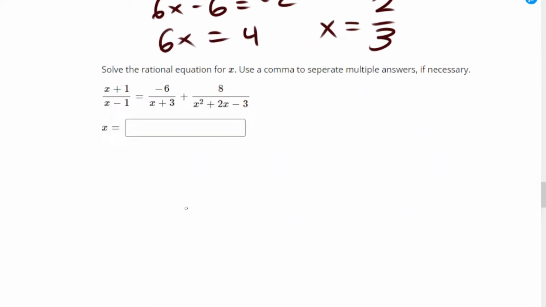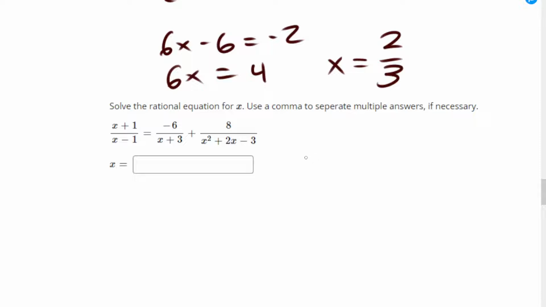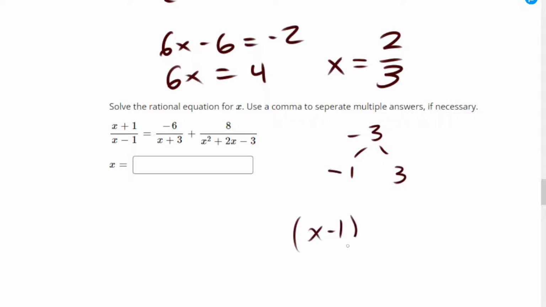Solve the rational equation for x. Use a comma to separate multiple answers if necessary. Awesome. So let's factor this first, and I'm almost 100% sure that it will be x plus 3, x minus 1, but let's check. So negative 3, 1, and 3, we want it to add up to positive 2, so we'll do negative 1. Yep, it looks like it. So x minus 1, x plus 3. They usually are doing nice things like that for you.